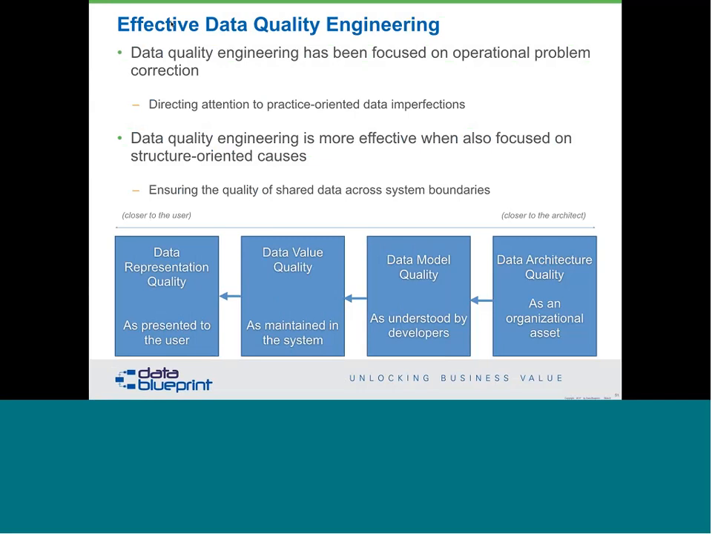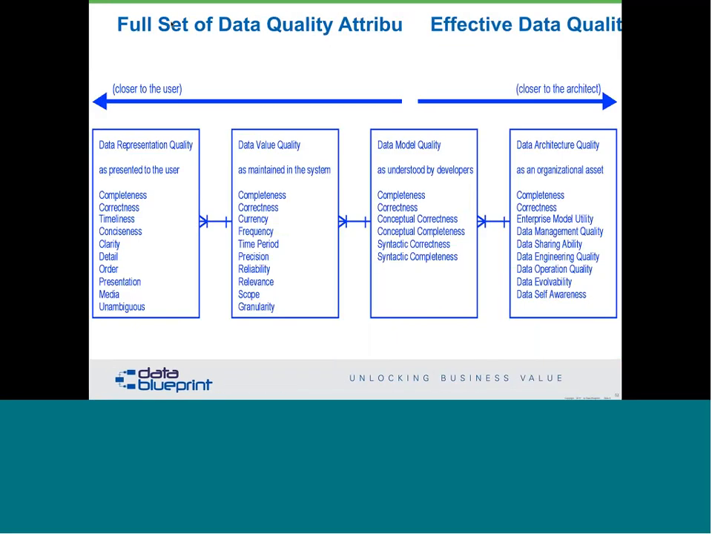I'm going to show another version of this same chart here. This has now all of the data quality attributes full on this. And you'll also see I've included some notation here. One data architecture on the right spawns multiple models. Each model spawns multiple data values, and each data value spawns multiple ways in which that data value can be represented.